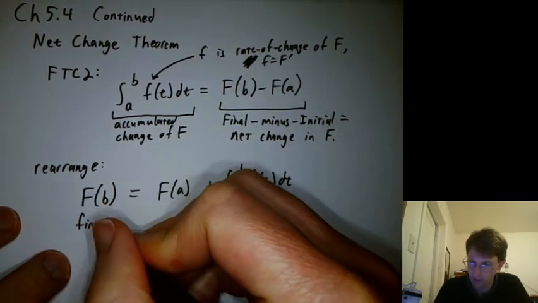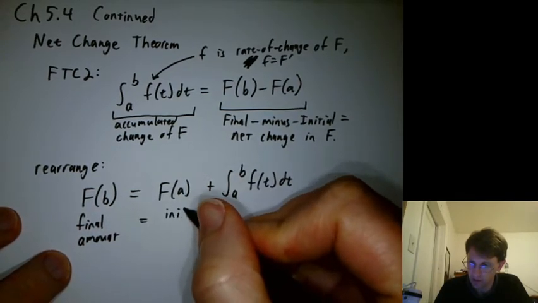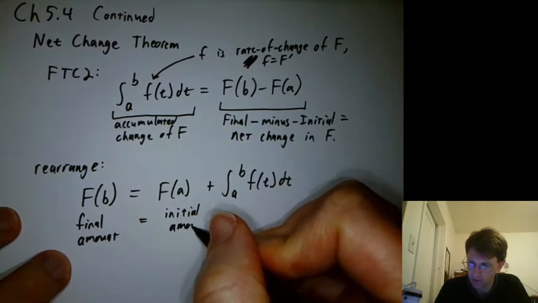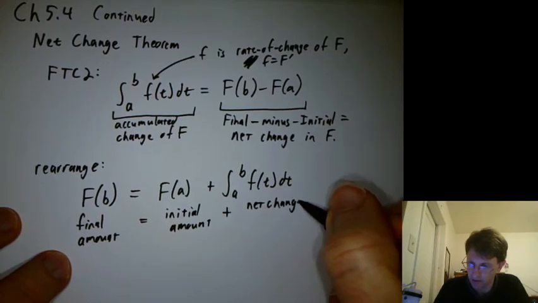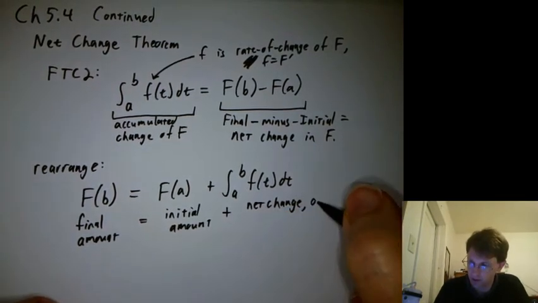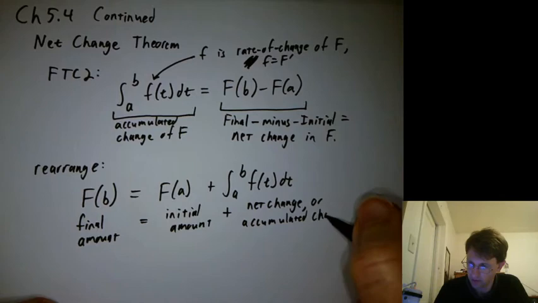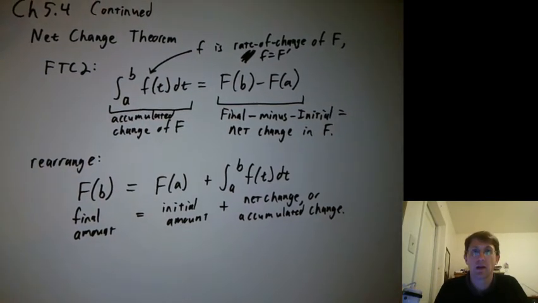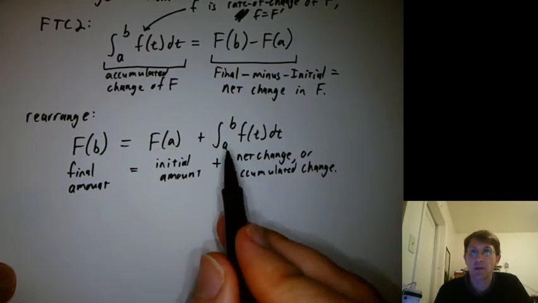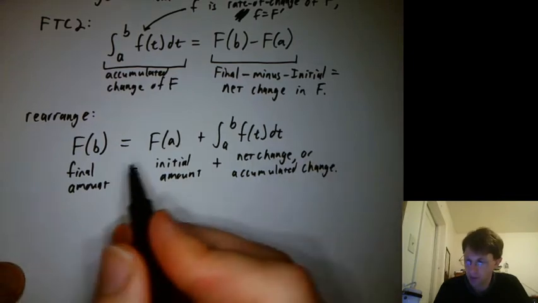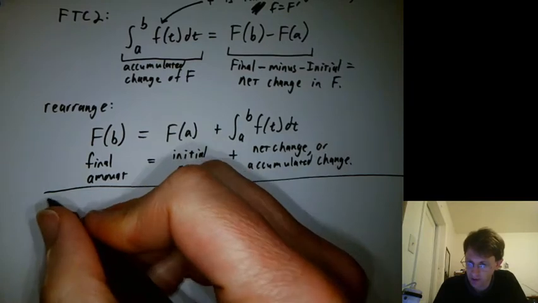So this is saying the final amount is equal to the initial amount plus the net change, or the accumulated change. So you take your initial amount, you add how much change happened between the start and the stop, and that gives you your final amount. Let's do a quick example. It does have a little bit of a twist in it, so let's see what happens there.